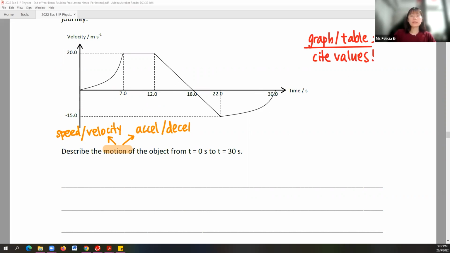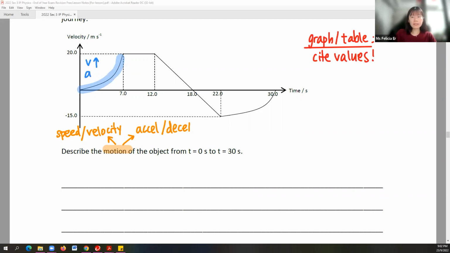So let's answer this question now. Usually whenever you have a graph, you need to chop it into different parts. We start off with the first section, which is this part here. What happened to the velocity? You can tell from 0 to 20, that means the velocity increases. Then you have to be specific: increases from 0 to 20.0 meters per second.